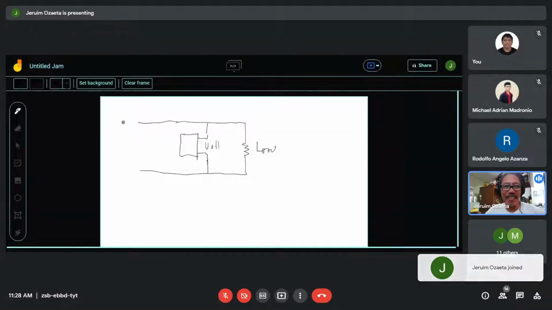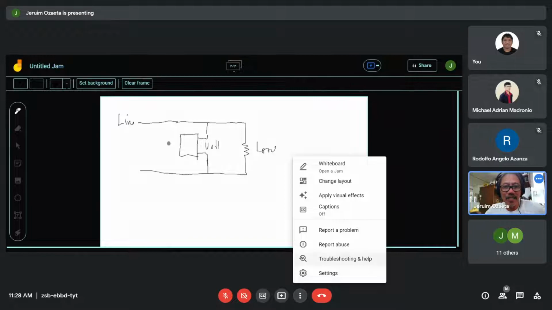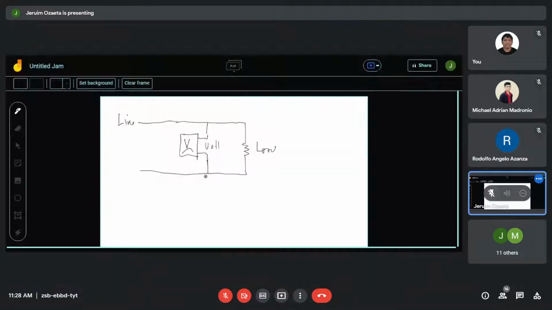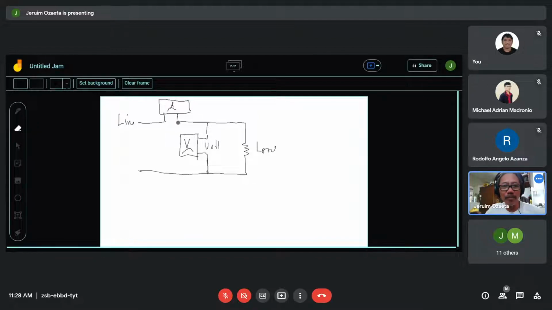So this is the line. This is the voltmeter. And we want to measure the current. We have to insert the ammeter. This is the ampere meter. And in this case, the line should not be directly to the load. All the lines should pass through the ampere meter.